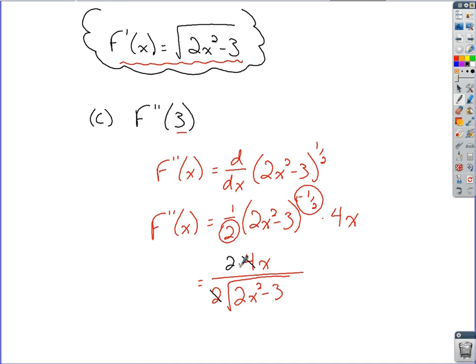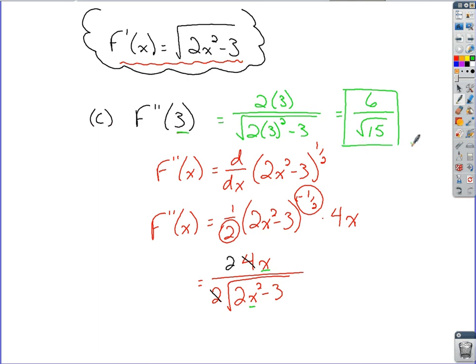We're trying to find f double prime of 3. So take 3, plug in for your x's. If you plug in for your x's, you've got 2 times 3 on top over square root of 2 times 3 squared minus 3. There's that square root of 15 again. And on top we've got 6. And I don't mind if we're leaving radicals on the bottom. We've done enough work as it is. There's your answer.